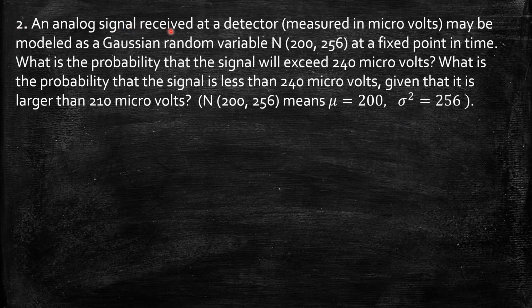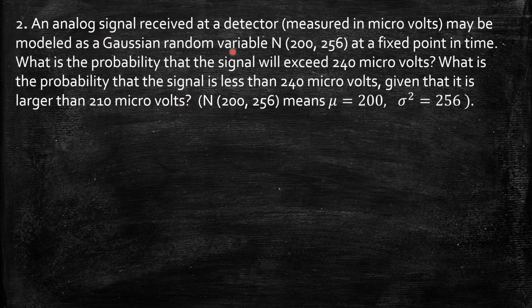Problem number 2. An analog signal received at a detector, measured in microvolts, may be modeled as a Gaussian random variable with N of 200, 256 at a fixed point in time. What is the probability that the signal will exceed 240 microvolts? What is the probability that the signal is less than 240 microvolts given that it is larger than 210 microvolts?